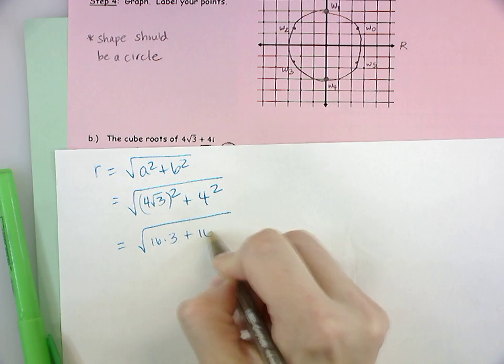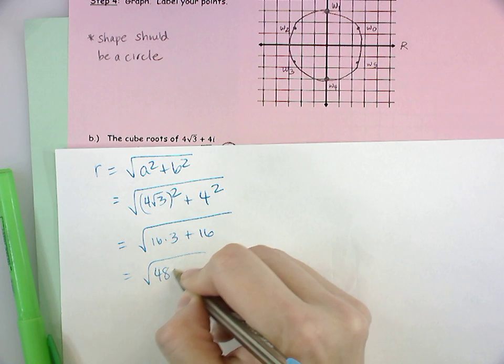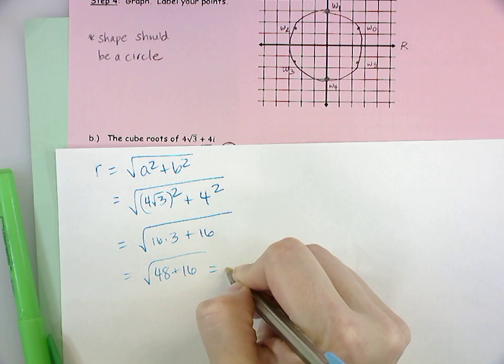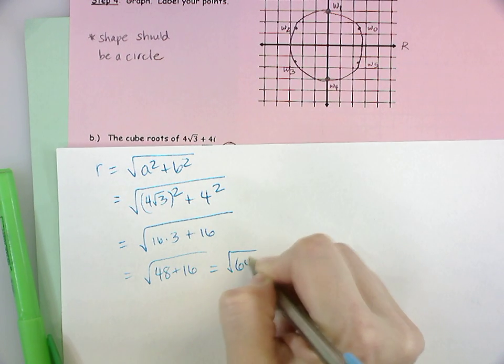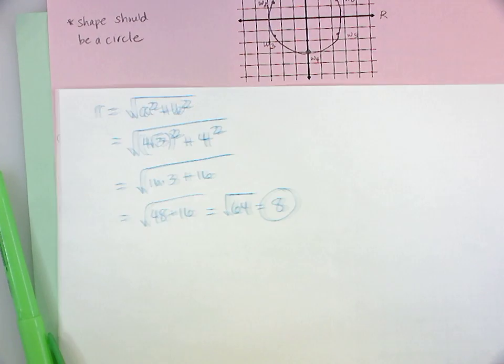Good. Plus 16. What's 16 times 3? 48. 48 plus 16. Close. 64. Well, and if it's 64, it'll be nicer, right? Because now all you have for your R value is 8.